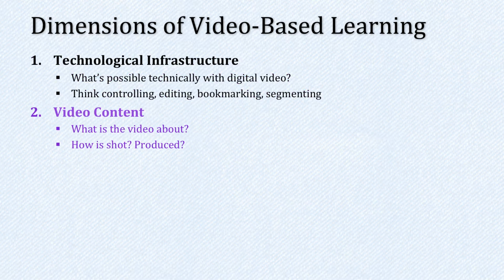The second dimension is the video content itself. What is the video about? How is it produced? As you can imagine, dozens and dozens, if not hundreds of decisions are involved in making educational videos. Each of these decisions may impact the learner experience downstream. Thus, we need to pay close attention to video content. Case in point, a quick search on TeacherTube returned 104 videos about ants.